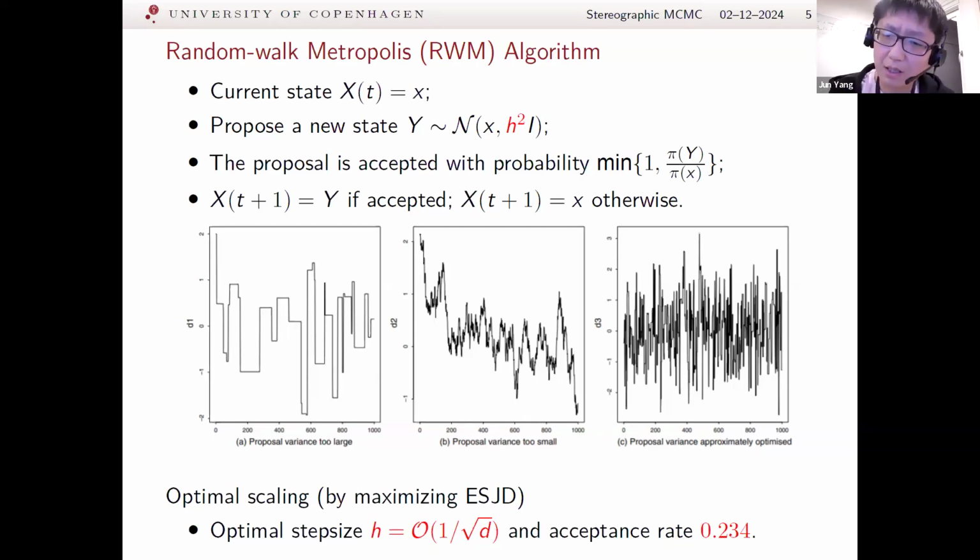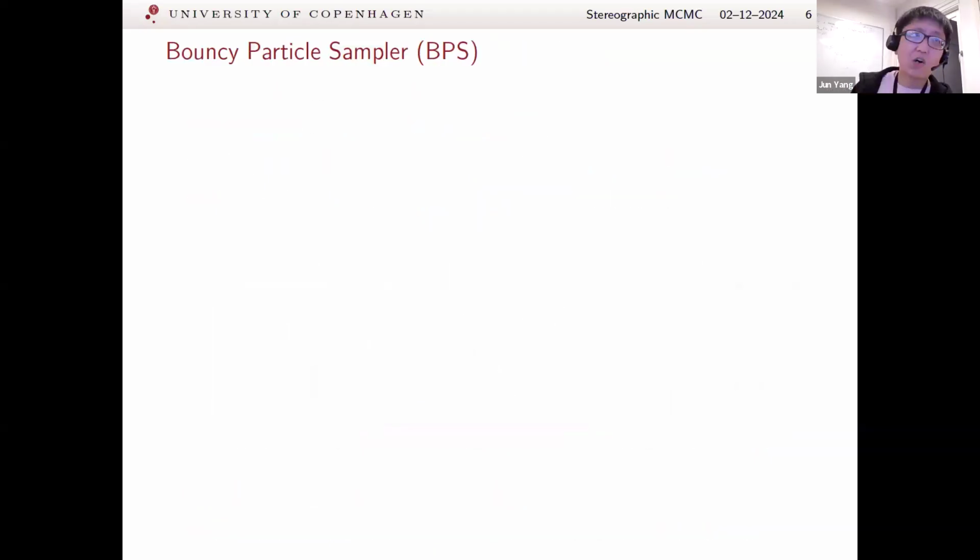This number 23% is very useful because in practice, if you use random walk Metropolis, you just need to tune the tuning parameter to roughly get 23% of proposals accepted. However, in this talk, this number is not very important for us. The important message is that the proposal step size should decrease with dimension, roughly with order 1 over square root of d.